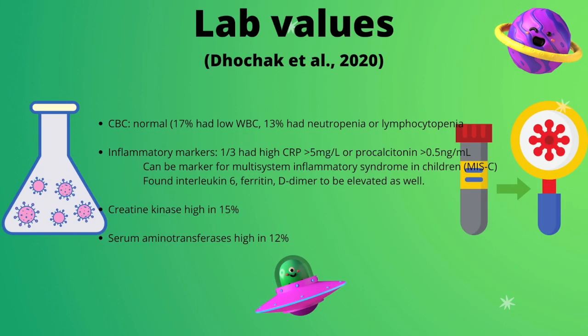So lab values, CBC usually are normal, but in the study they found that 17% had low white blood cell count, and 13% had neutropenia or lymphocytopenia. The inflammatory markers like the CRP and the procalcitonin, I didn't include here, but ESR as well, can be a marker for multi-system inflammatory syndrome in children, which is called MISC. They also found that interleukin-6, ferritin, and D-dimer were elevated as well. They also found that creatinine kinase was high in 15% and that serum aminotransferases were high in 12%.